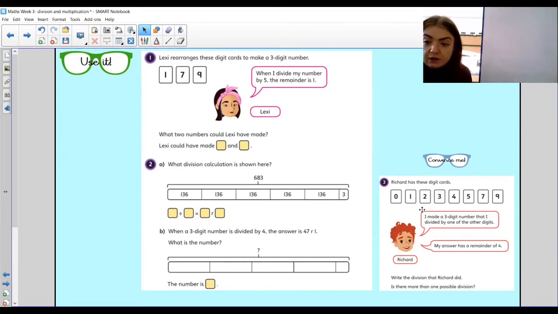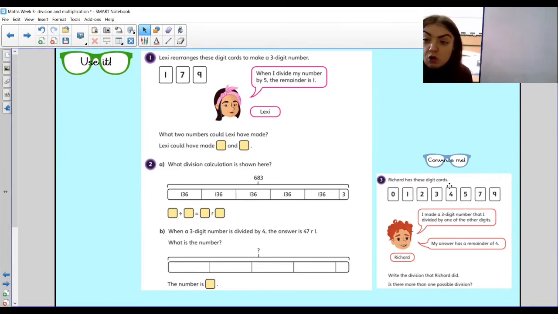Once you've had a go at those, there's a little more of a convince me question here. So Richard has these digit cards. He makes a 3-digit number that he's divided by one of the other digits. Okay. His answer has a remainder of 4. What divisions could Richard have written? Okay. Is there more than one possibility? I feel like there might be quite a few possibilities there.